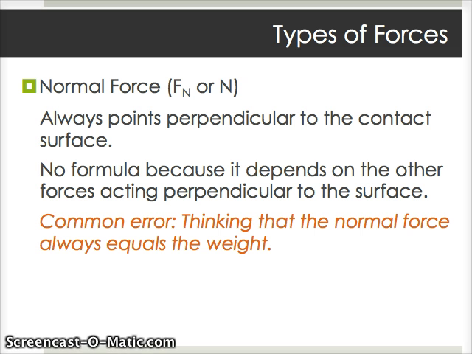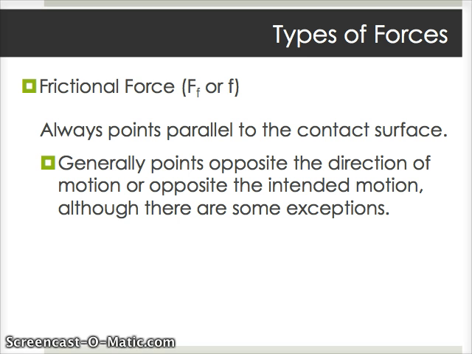Particularly coming out of our first year physics course, where we were looking at very select situations, it's very common for students to think that the normal force is just equal always to the weight force or the gravitational force. And that is not the case. So watch out for situations where that will not be the situation. Again, we will cover that in a lot of detail in our class. The other type of force that comes from contact with a surface is, of course, friction.